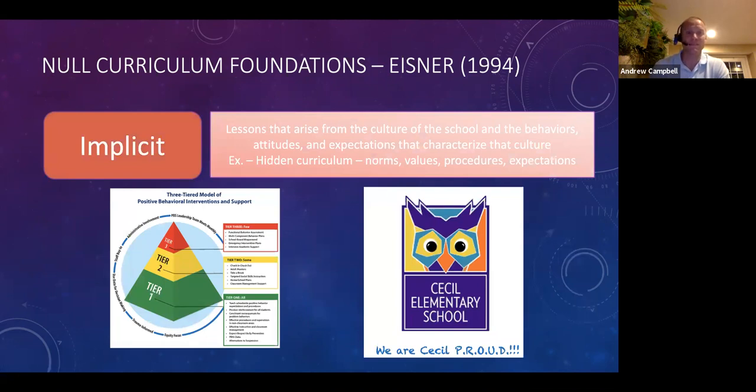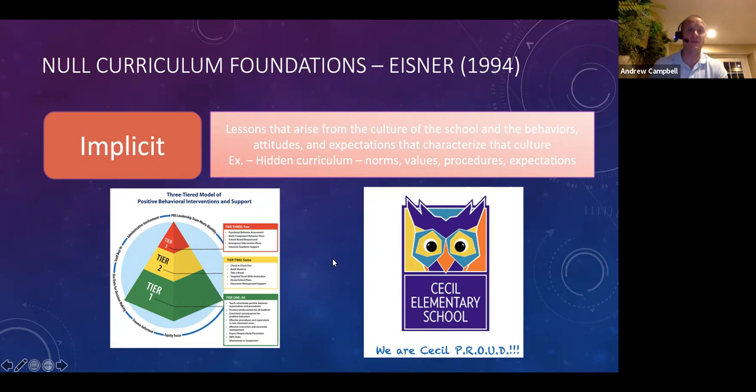Now, we talked about the idea of the hidden curriculum. Eisner labels this as the implicit curriculum. These are lessons that arise from the culture of the school and behaviors, attitudes, and expectations that characterize that culture. These are things that we don't directly teach. It's not part of Eureka Math. However, we indirectly expose our students to these ideas of norms and values and procedures that we put into place. Just two examples here that I have.